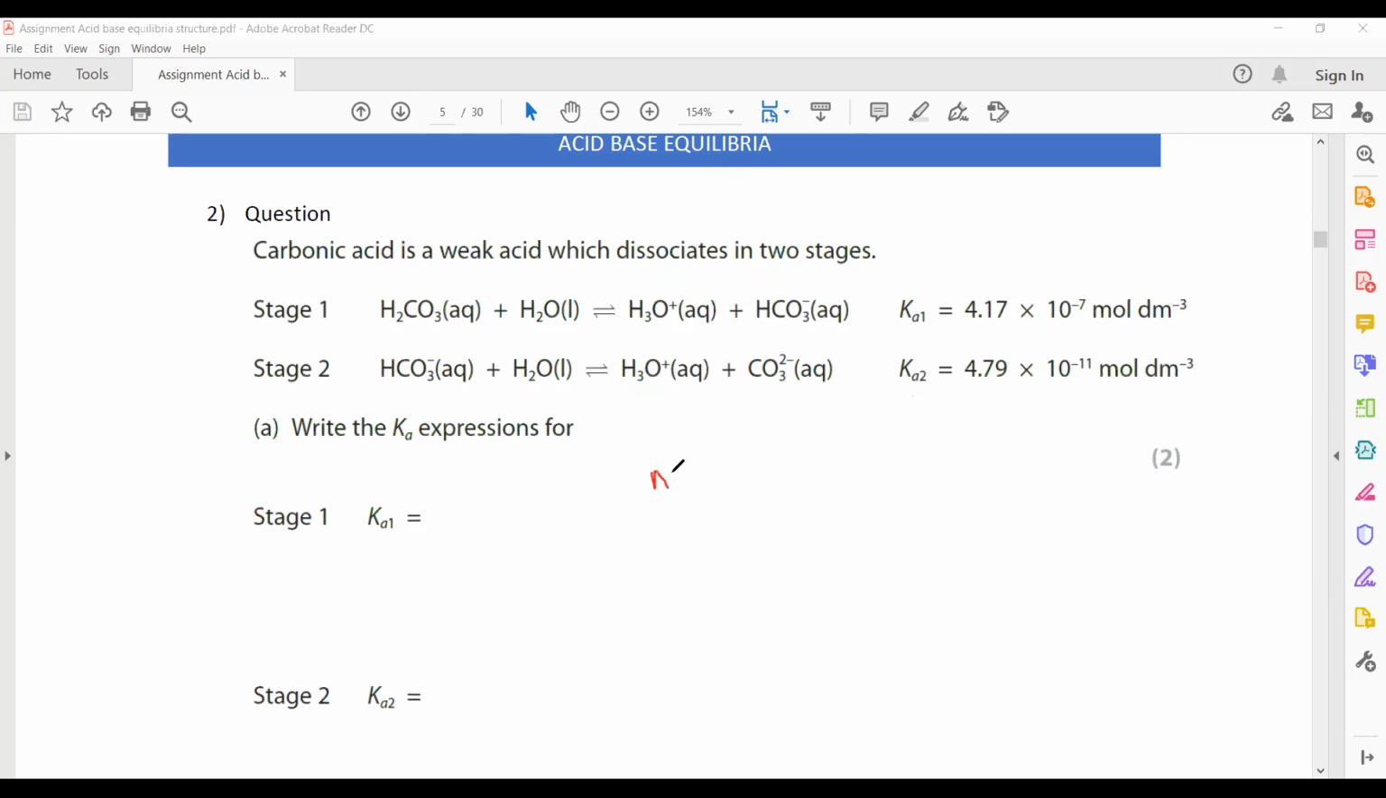You have sodium carbonate. What happens when you add this sodium carbonate to water is that it dissociates into two sodium ions and a carbonate ion. So what will these carbonate ions do? Carbonate ion will accept a proton from the water. As it accepts a proton from the water, it will become HCO3, hydrogen carbonate, and the solution will have OH.